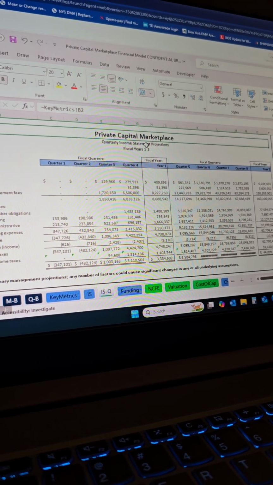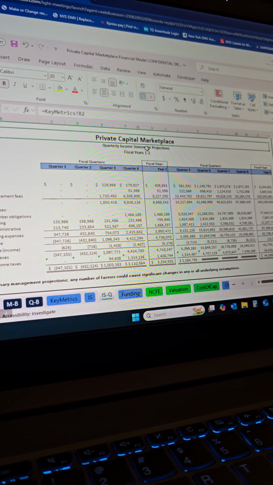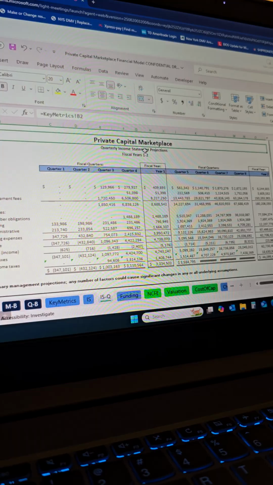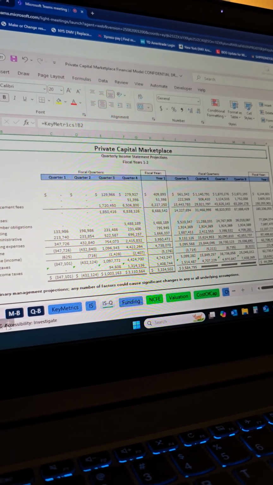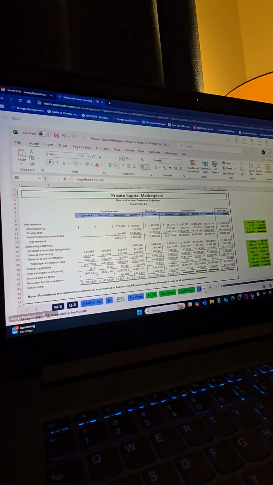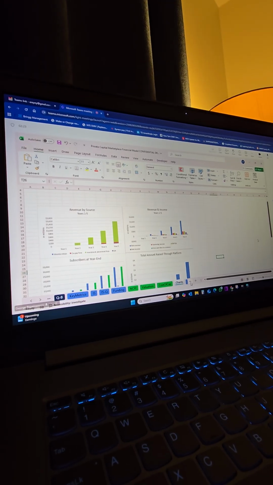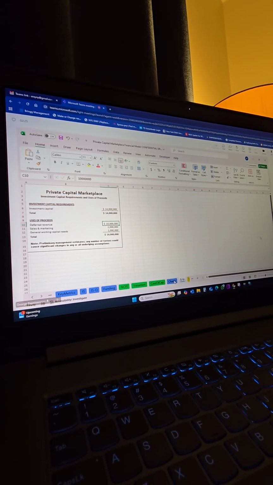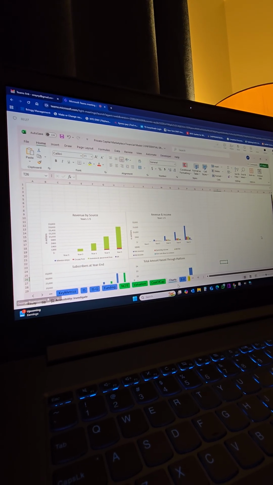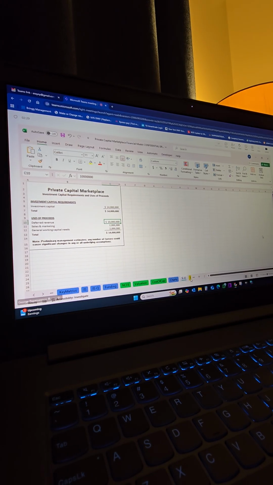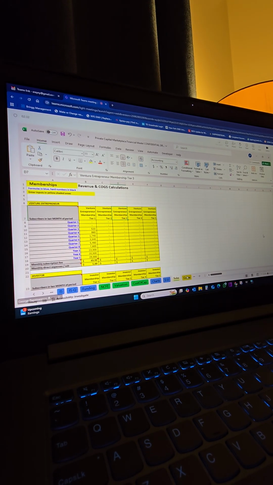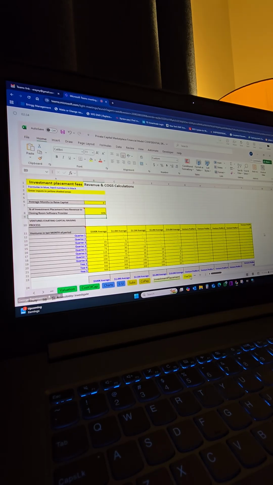Now in the process of raising about 15 million. And this is the most recent model. Again, it's a very different business than yours, but I just wanted to give you a sense of how I model and approach these things.